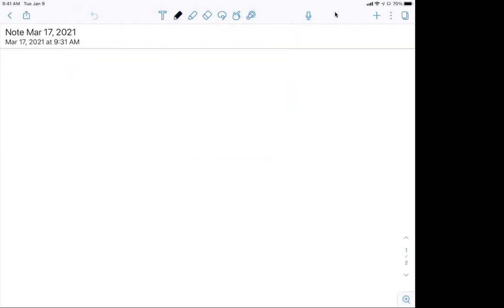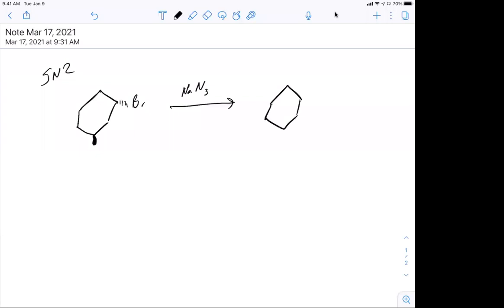Yesterday we looked at SN2, and we saw that if we looked at something like this and added in a good nucleophile, let's say like the azide, we can predict based on the structure that we would get this product, right? What's happening here is that we have a backside attack.